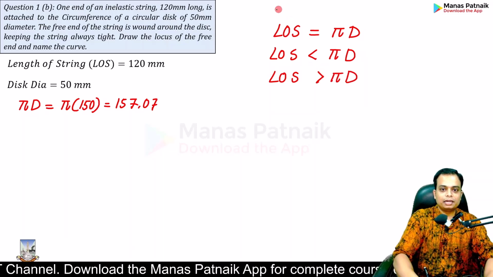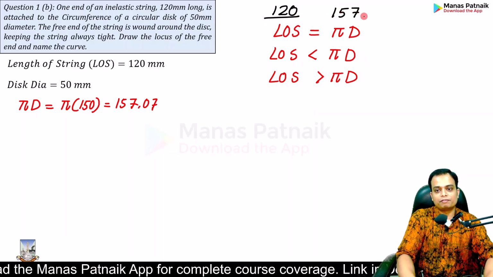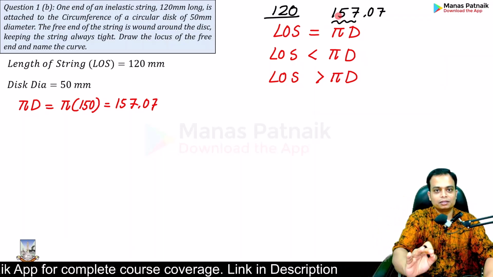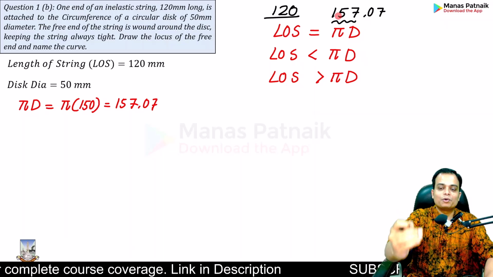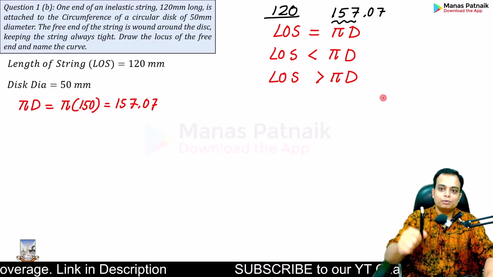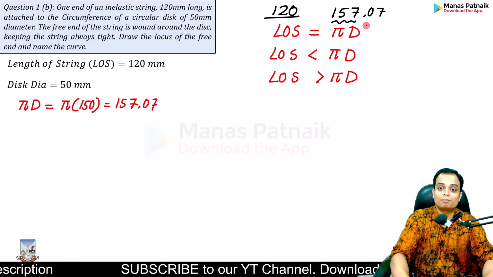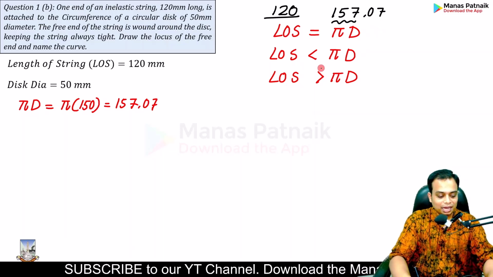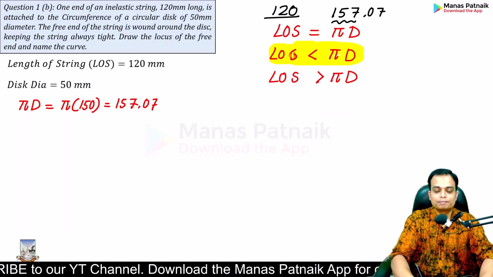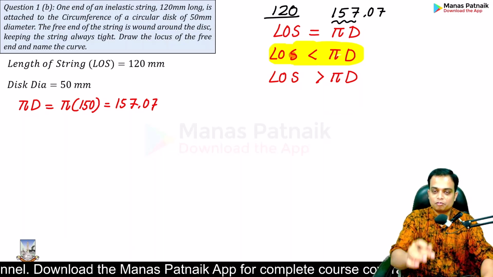In our case, the length of string happens to be 120, whereas pi d has worked out as 157.07. Whenever you do the construction, use 157 only. You cannot go for 0.07. You are a human being, not a machine, right? Your scale will let you mark 157 millimeters accurately and not 0.07. So in our case, the length of string is less than the circumference. Pi d is the circumference. So follow the construction steps.